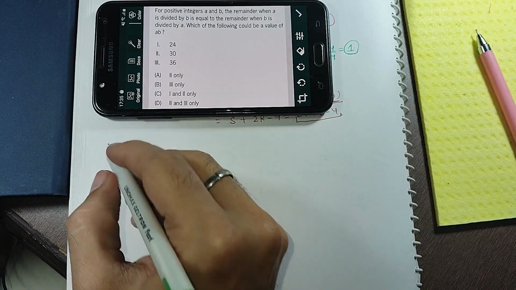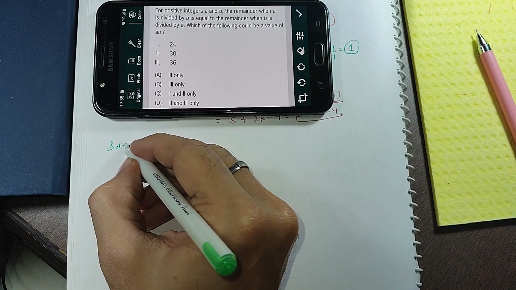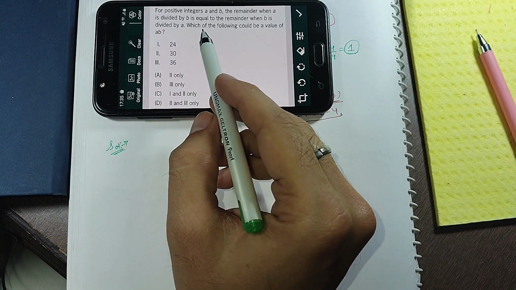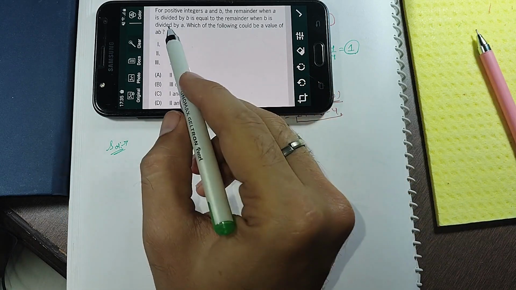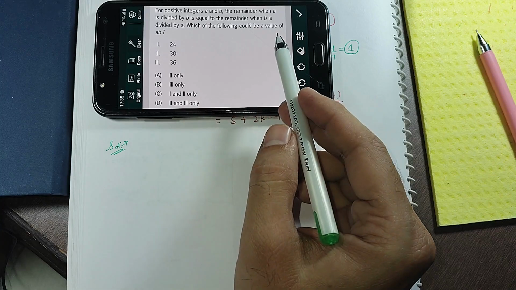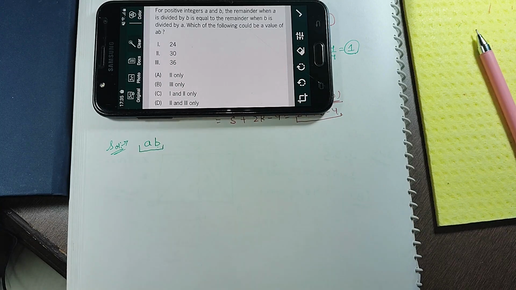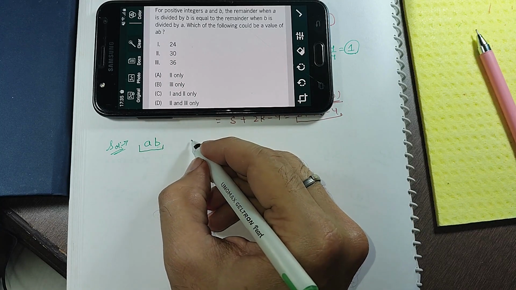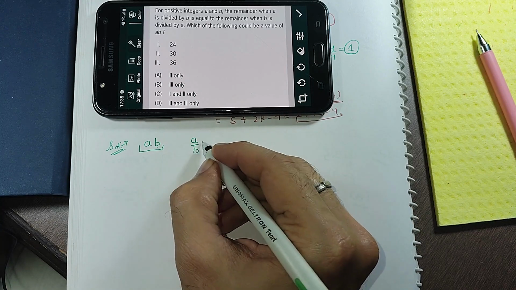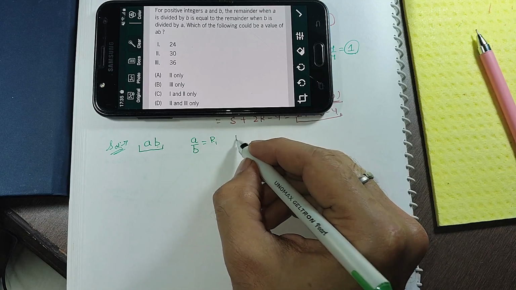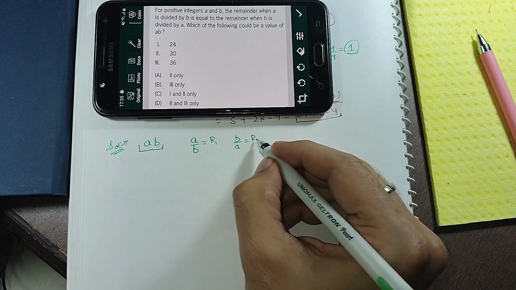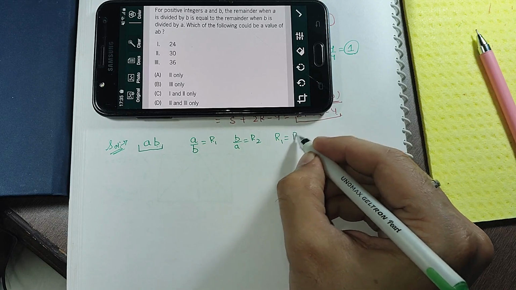For positive integers a and b, the remainder when a is divided by b is equal to the remainder when b is divided by a. Which of the following could be a value of a multiplied by b? See, we are asked to find the value of a multiplied by b under a condition: when a is divided by b, let us suppose the remainder is r1, and when b is divided by a, let us suppose the remainder is r2. r1 is equal to r2.